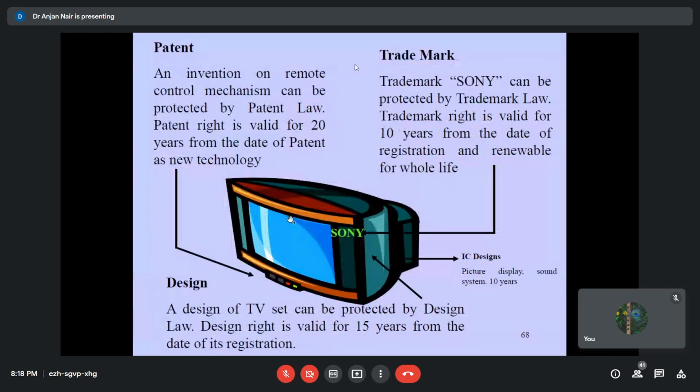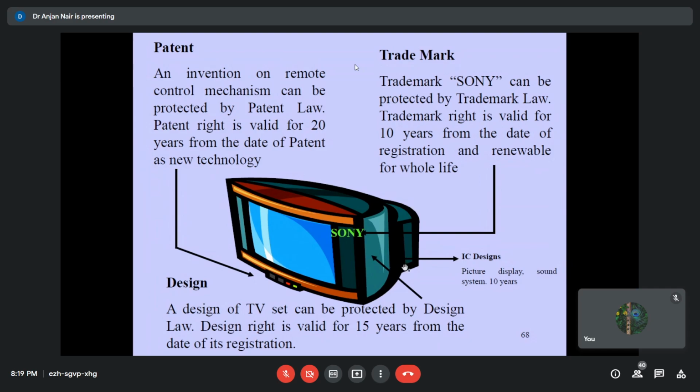So the summary. For example, a television. In the case of a television, the invention, the television, has a patent. Then this is a company, Sony. The trademark is the way Sony is written, so that is given a trademark. Then the appearance, the design, will be given a design patent.